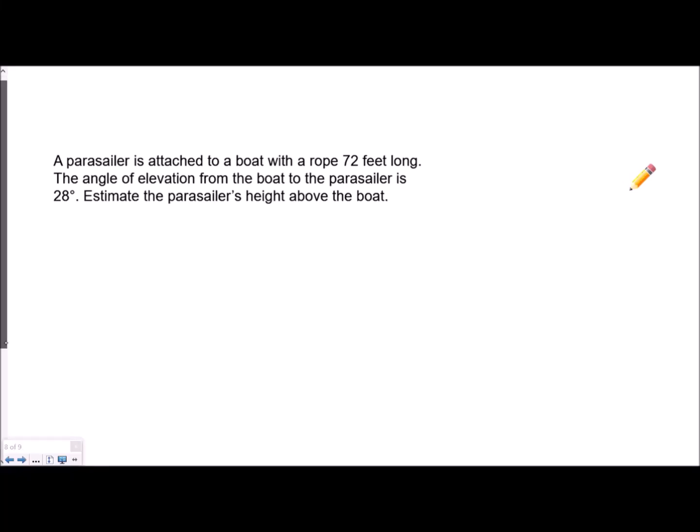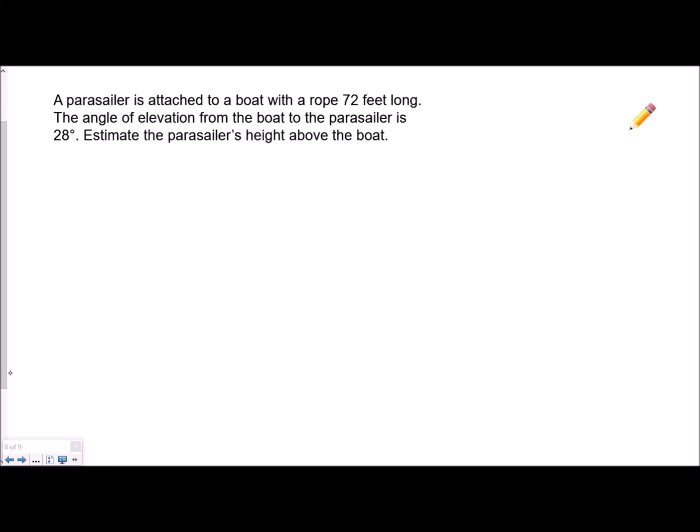Because we can actually apply this to different situations now. Application problems like this: a parasailer is attached to a boat with a rope 72 feet long. The angle of elevation, now we're going to talk about that, from the boat to the parasailer is 28 degrees. Estimate the parasailer's height above the boat.